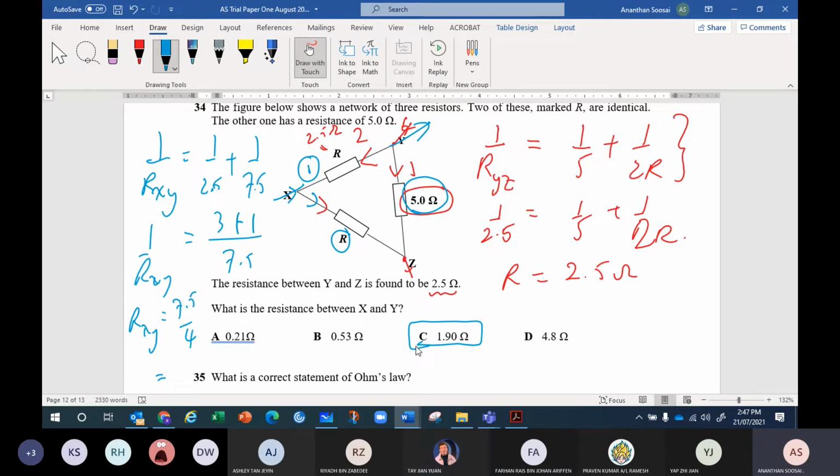Okay, so you start from where to where? If you start at Y to Z, you imagine like you're driving from Y to Z. How many routes are there? The routes are considered as parallel routes, so you take them as parallel resistance. So you add them in parallel.